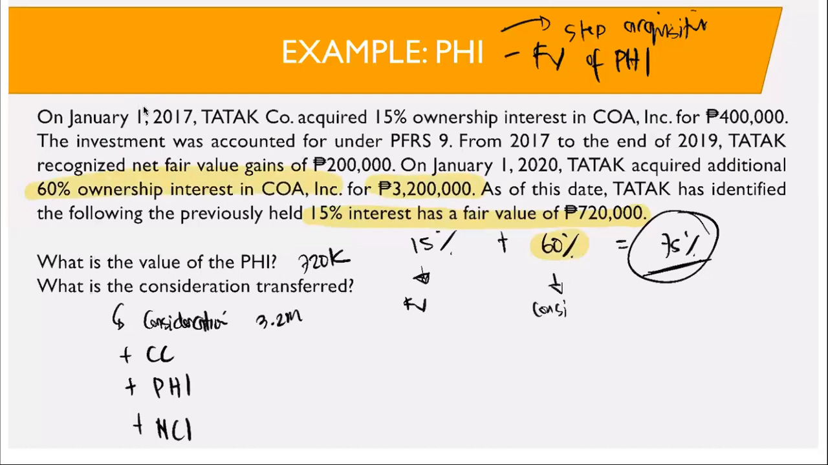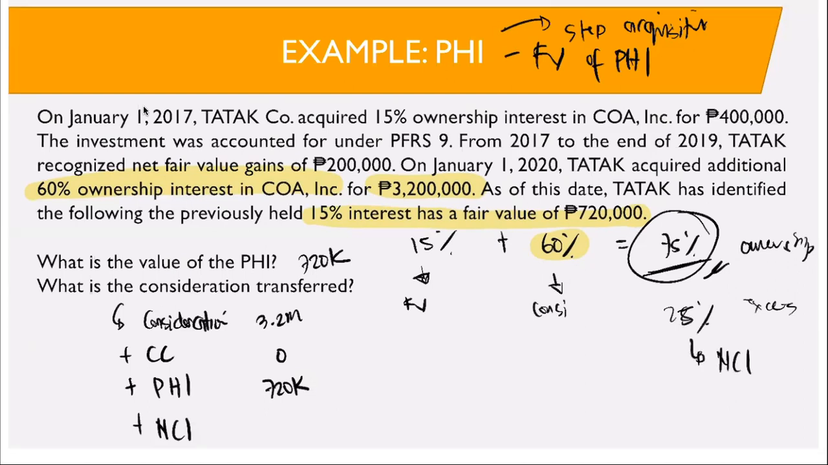Do we have any contingent consideration? None. Do we have a previously held interest? Yes. What is our previously held interest? Valued at 720,000 pesos. Do we have NCI? Yes. Sir, why is there an NCI? There is an NCI, guys, because we only own 75%, right? This is our ownership. So we have an excess of 25%. So this 25% is the NCI.